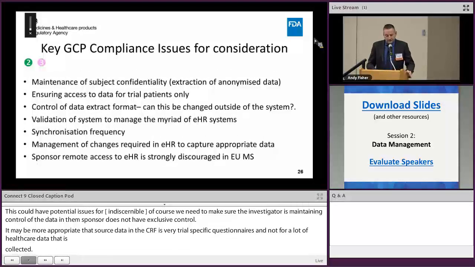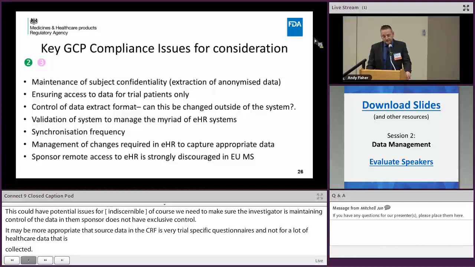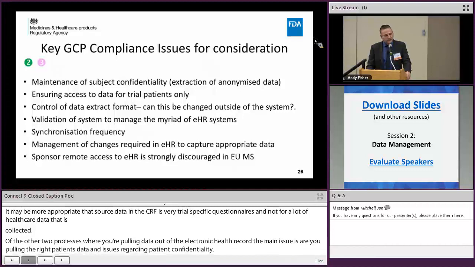For the other two processes where you're pulling data out of the electronic health record, the main issue is how you pull in the right patient's data and issues regarding patient confidentiality. So that would require validation, and probably Model 3 reduces the risk of that.